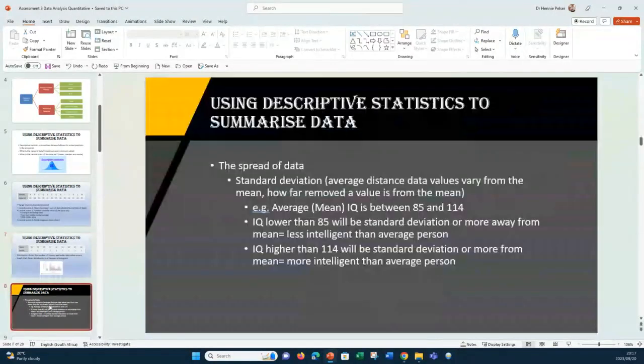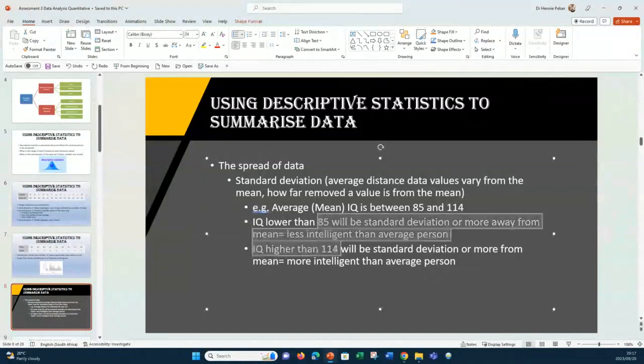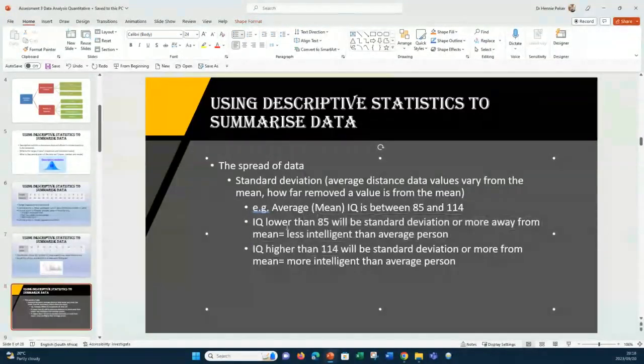Standard deviation. So this is obviously how far the values differ from the mean. Again, you can talk about the standard deviation. So the standard deviation in terms of what we get from the less intelligent to the more intelligent, 85 to 114. And you'll also find that the majority of the population will be between an IQ of 85 and an IQ of 114. The moment you go below that, you start looking at levels of retardation, maybe 85.